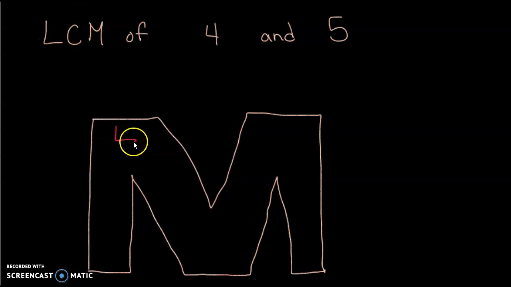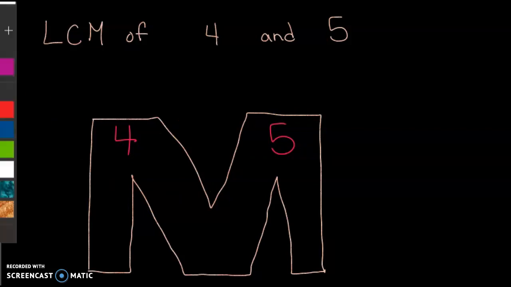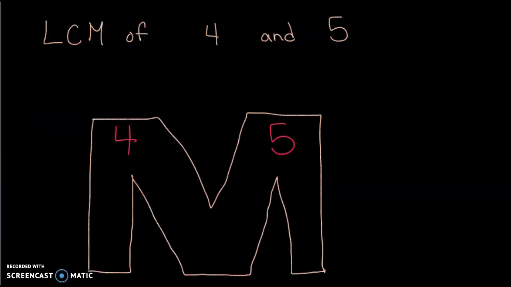The numbers we're dealing with are 4 and 5. We are going to think of the multiples of 4 and put them in. So we have 4 times 1, which is 4, 4 times 2, which is 8, 4 times 3 is 12, 4 times 4 is 16, 4 times 5 is 20. We're just going to stop there. I just listed some of the multiples. You can keep going forever.